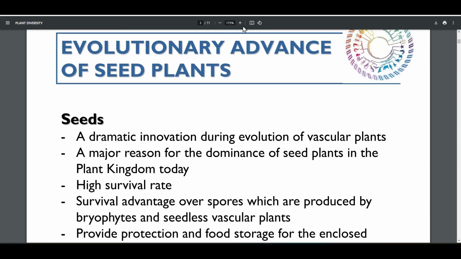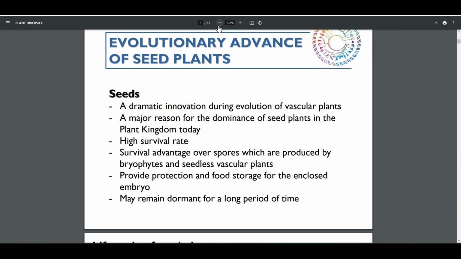Right, anyways, so let's get into the nitty gritty of seed plants, or the seed. Seeds are dramatic innovations during the evolution of vascular plants. It is the major reason why seed plants today dominate the plant kingdom, as well as you could say the world. It provides the embryo inside a very high survival rate. The seed itself also has a very high survival rate compared to spores. I'll talk about it later.